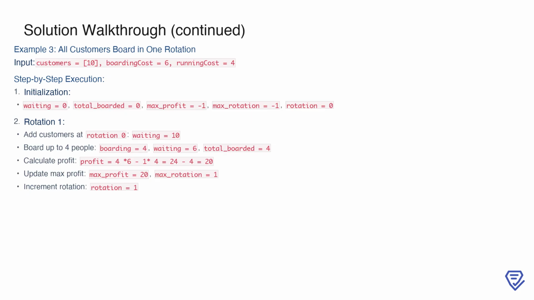Here, we have one group of 10 customers, a boarding cost of 6, and a running cost of 4. As usual, we start with all variables initialized to 0. In the first rotation, all 10 customers arrive, and we add them to the waiting queue. The wheel boards 4 customers, leaving 6 still waiting. The profit for this rotation is calculated as 24 minus 4, resulting in a profit of 20. Since this is the first rotation, it becomes the maximum profit, and we record the corresponding rotation as 1. The rotation counter is then incremented.